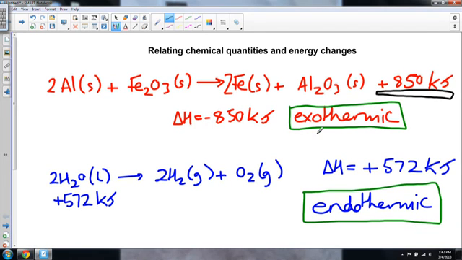So basically there's two different sorts of reactions. Ones that give energy out and then ones that take energy in. Some reactions give energy out to the surroundings, that means they get hot. Some reactions take energy in from the surroundings, which makes them cold.